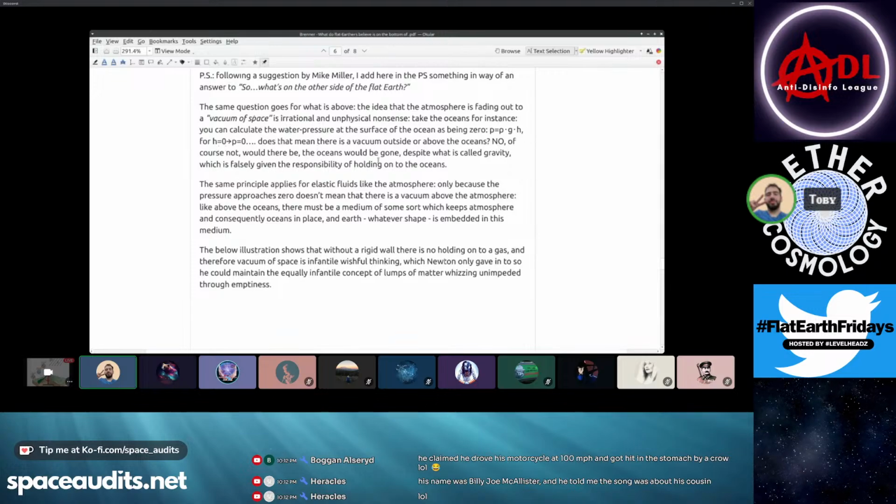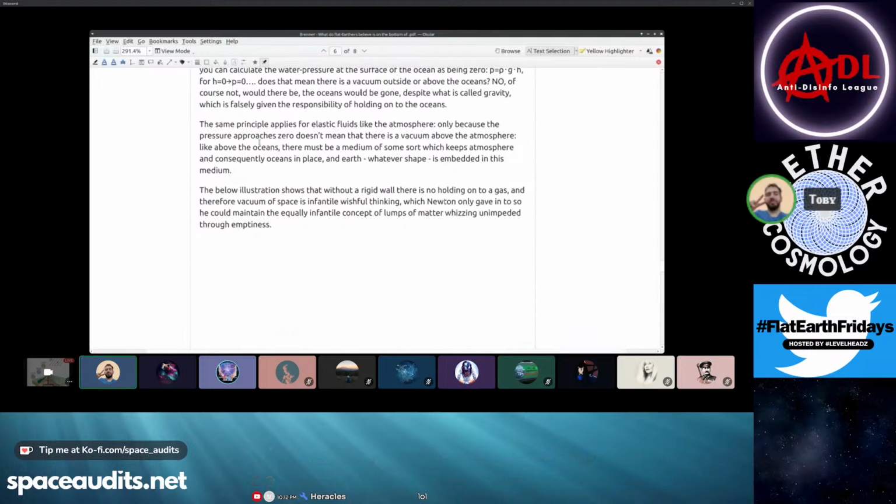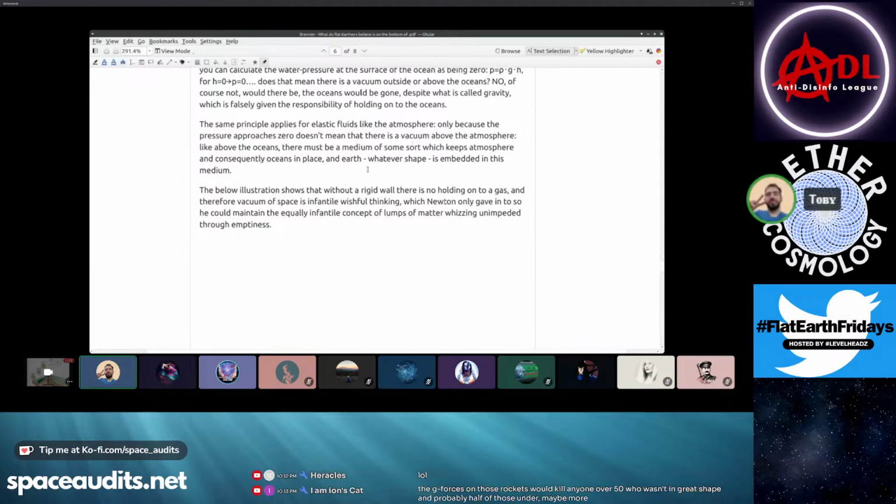Would there be, the oceans would be gone, despite what is called gravity, which is falsely given the responsibility of holding onto the oceans. The same principle applies to elastic fluids like the atmosphere. Only because the pressure approaches 0 doesn't mean that there is a vacuum above the atmosphere. Like above the oceans, there must be a medium of some sort which keeps the atmosphere and consequently oceans in place, and Earth, whatever shape, is embedded in this medium.